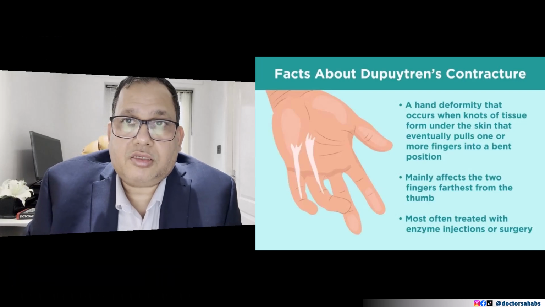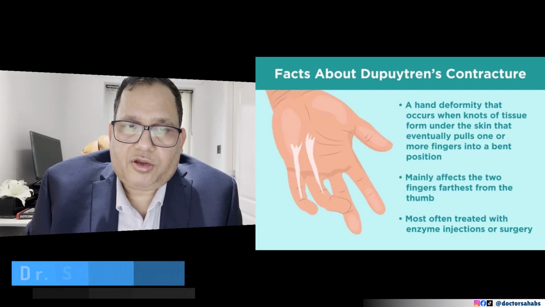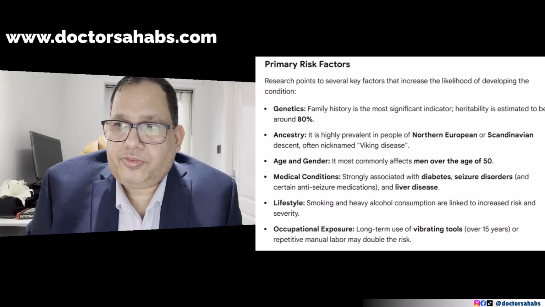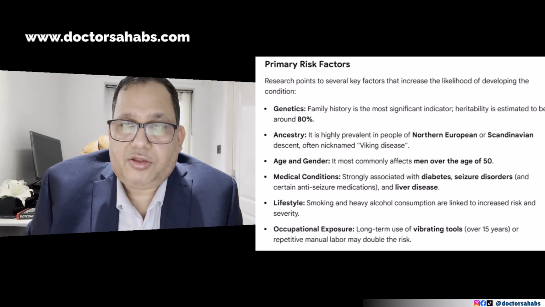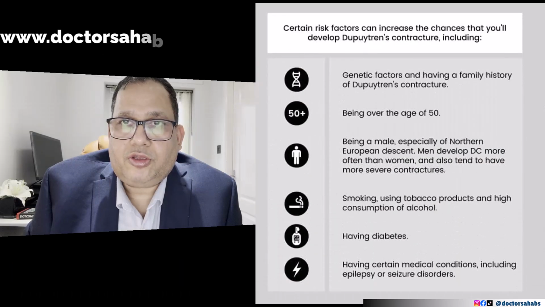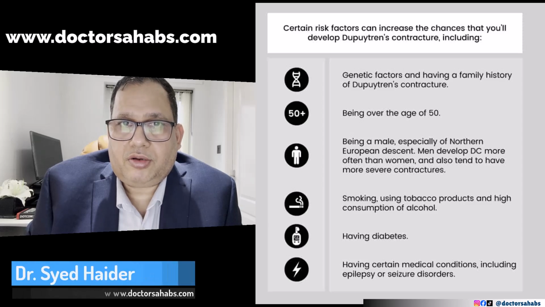Okay, the exact cause is unknown, but it is usually due to family history of the condition, smoking, drinking alcohol, or if you have any other condition like diabetes or epilepsy, so your chances of getting Dupuytren's contracture are higher as compared to other people.